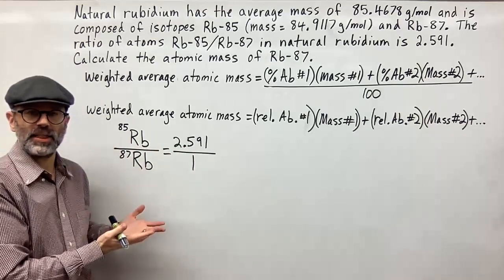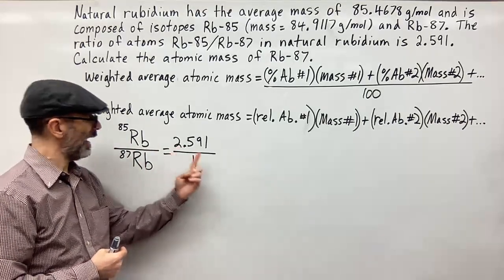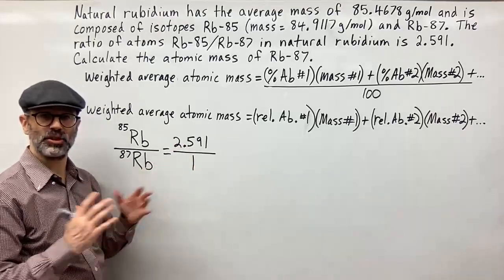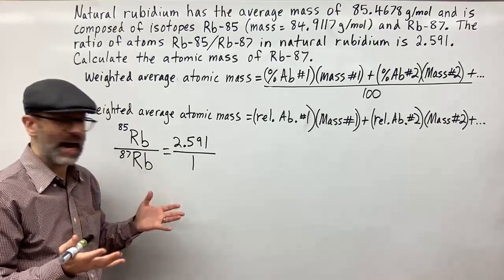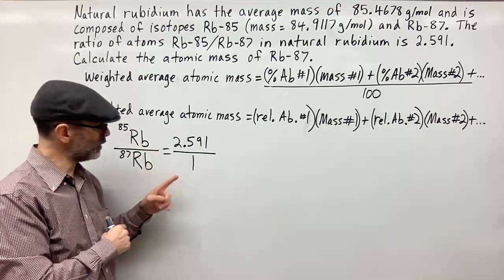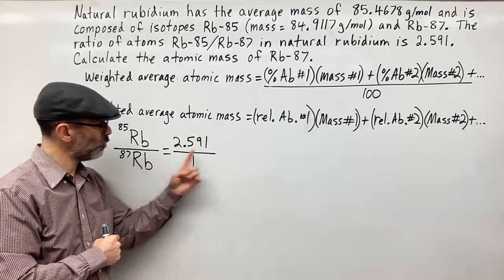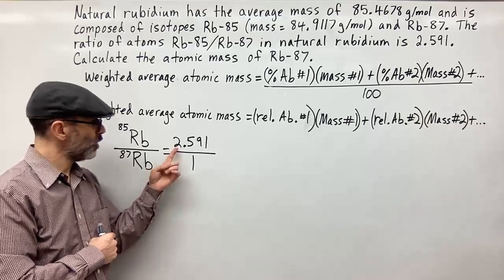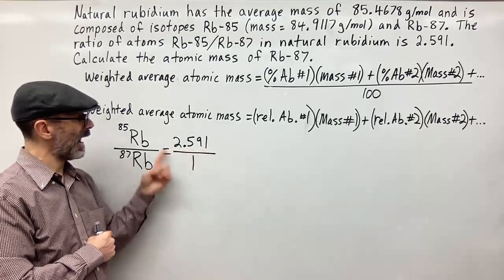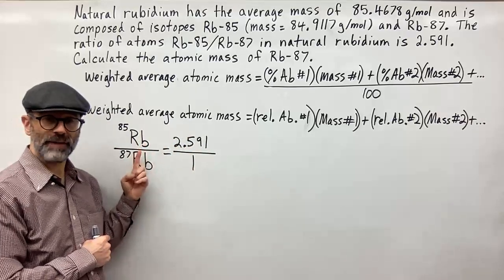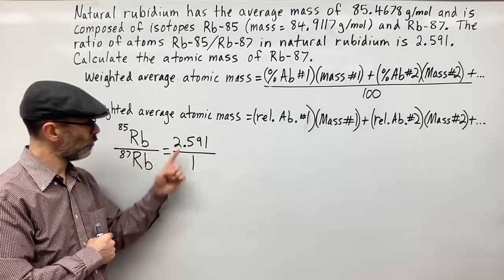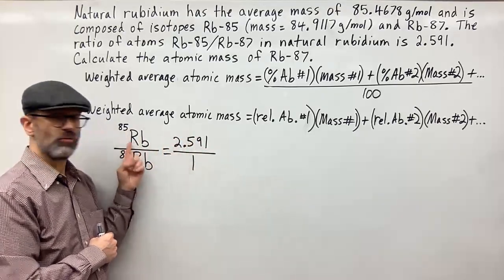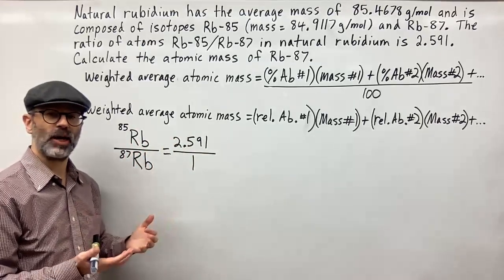What is this ratio telling us? It's telling us that for every atom in my sample, whatever that sample is, it could be 100 atoms, it could be 200 atoms, it could be 953 atoms, but regardless, the fraction tells us that for every one rubidium-87 atom that I have in my sample, I have 2.591 atoms of rubidium-85. So for every one of these, I have 2.591 of these, rubidium-85. Well, how does that help us?